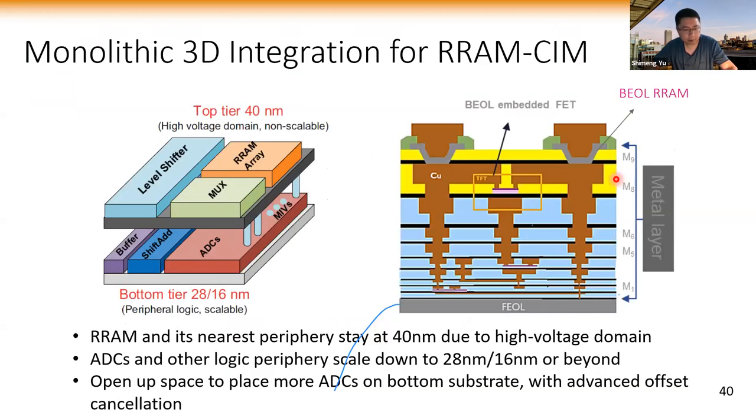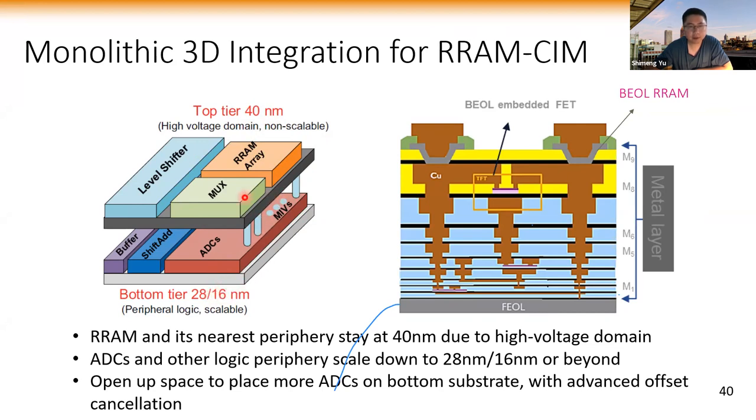And finally, I want to point out some of the future trends. As we realize the challenges for the RRAM technology, the scaling is behind the logic. So why don't we design a system using monolithic 3D integration with two-tier partitioning? Here, the RRAM array can be at an older technology node, for example, 40 nanometer in this case, and then all the peripheral logic can be at a more advanced node, for example, 28, 16, or even beyond.